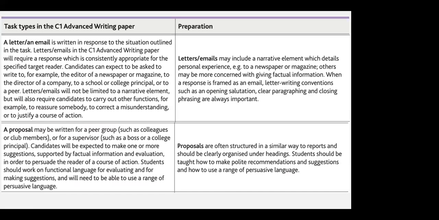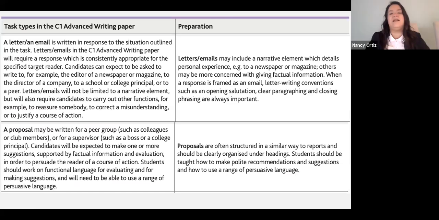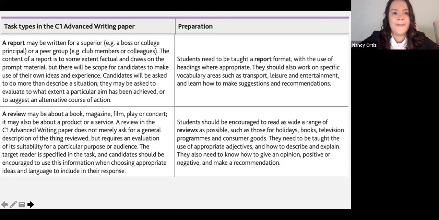Proposals are often structured in a similar way to reports and should be clear, organized under headings. Students should be taught how to make polite recommendations and suggestions and how to use a range of persuasive language. Exactly. This we covered, okay? But if you want, we can review a little bit, but I trust you have all of your notes. This is for proposals.